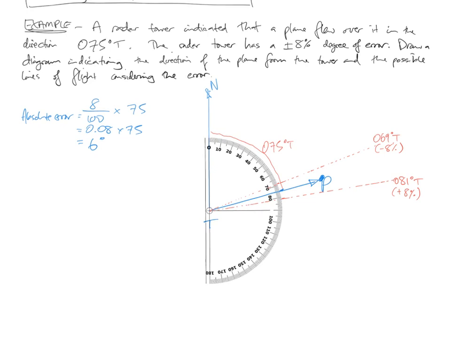I've done the whole example using percentage error. Obviously, if your question just said that the tower has a plus or minus 10 degree error, you don't need to do this math. You would just go 75 and then minus 10 from it and add 10 to it. So that would save you a calculation.